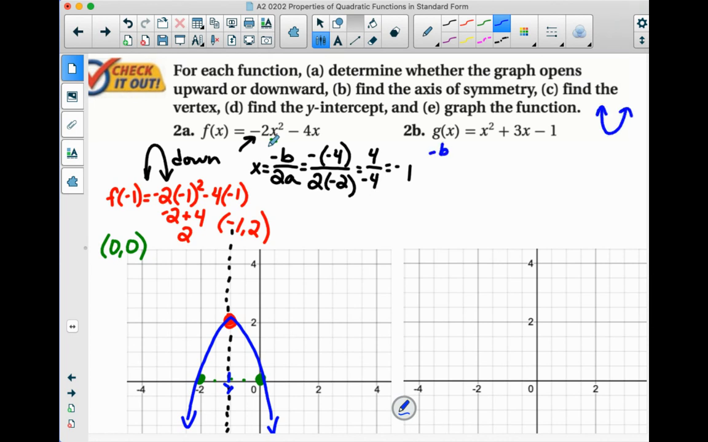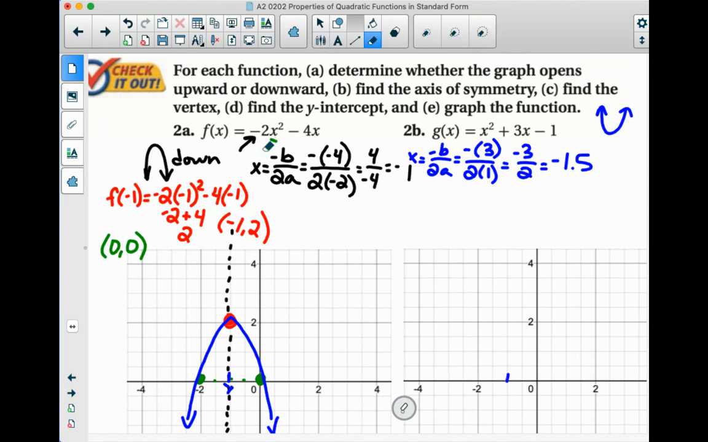If we start with negative b over 2a, we'd have negative 3 over 2 times 1, which gives us negative 3 over 2, which is negative 1.5. So negative 1 is here, negative 1.5. If I could draw a straight line, that would be so great. Oh, there we go. Okay, all right. Then we got to plug that in.